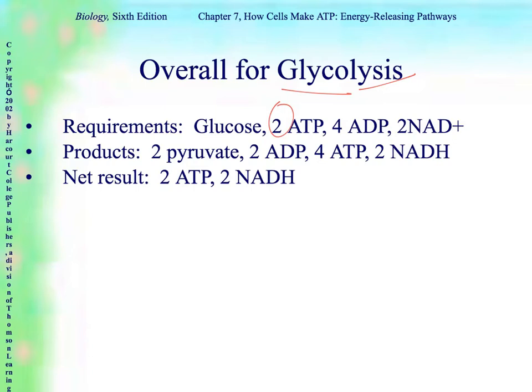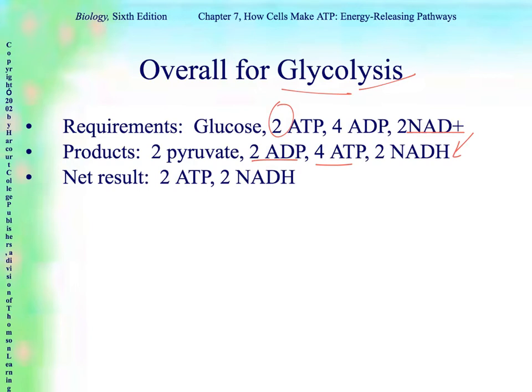What do we get out of glycolysis? We broke glucose down into 2 pyruvates. We used 2 ATPs, so we have 2 ADPs left. We used 4 ADPs and added phosphate to them, so we made 4 ATPs. We had 2 NAD pluses, and we added H's to them, so now we have 2 NADHs.